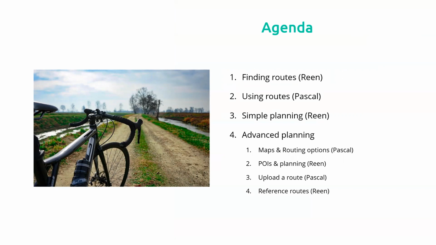Rein will start with how do you find search routes. I will follow up on using those routes you find and the different ways of using them. Rein will then cover the simple planning options, and then we go into the advanced planning options, such as what type of routing options do you have, what kind of maps can you use. Rein will follow up on the points of interests to be used along while you're planning.